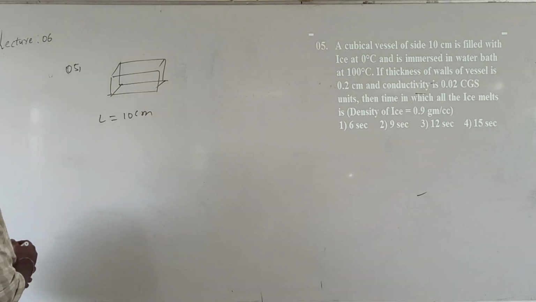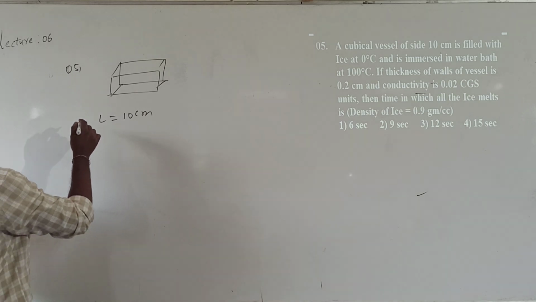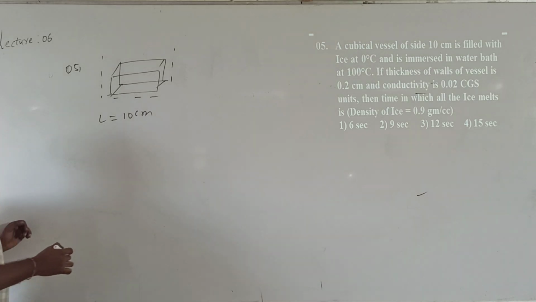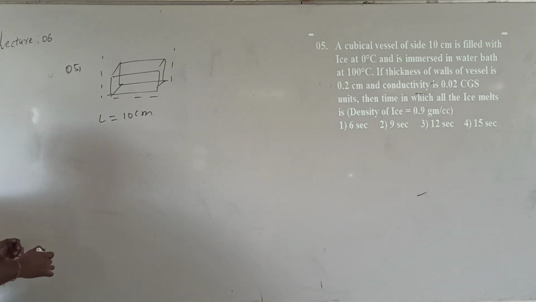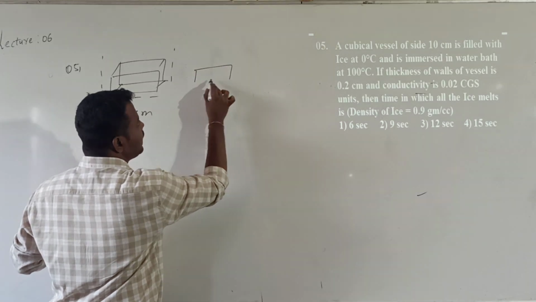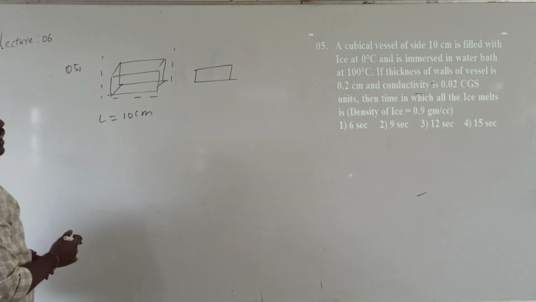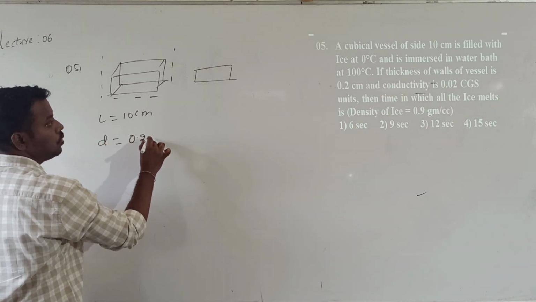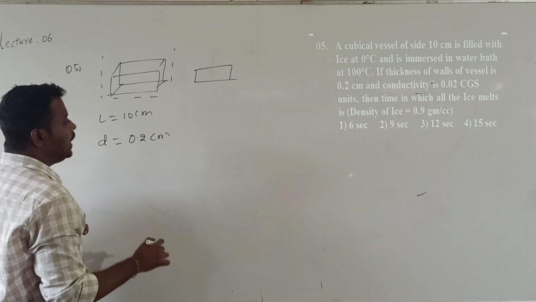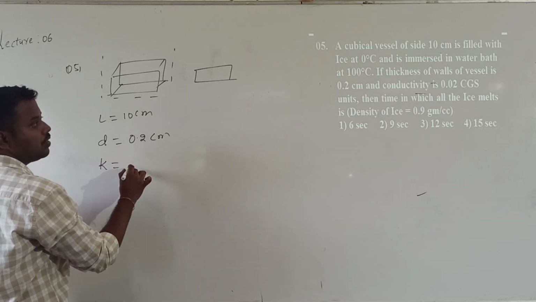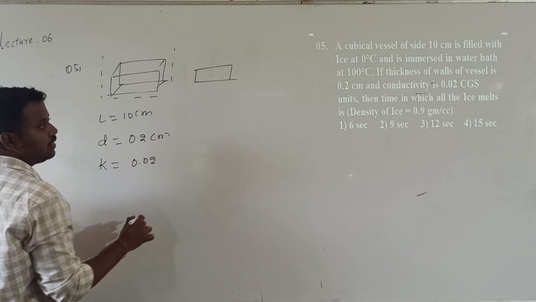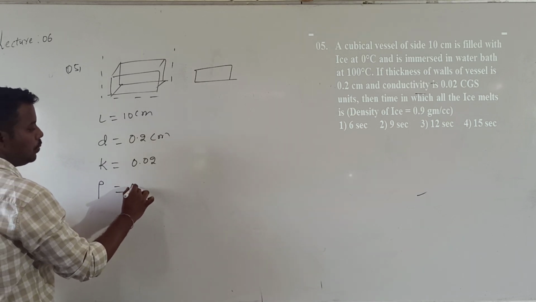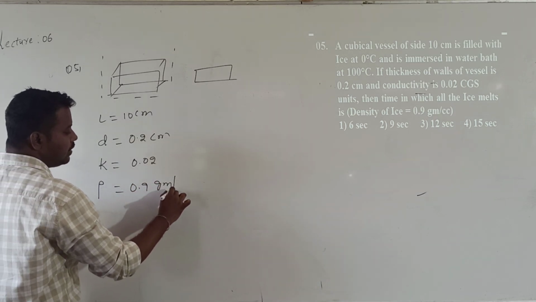The cubical vessel is filled with ice at 0 degrees and immersed in hot water, so 100 degrees is maintained. It is completely immersed in the hot bath. The thickness of the walls, D, is given as 0.2 centimeters, and the thermal conductivity is given as K, with K value 0.02 in Celsius units. The density of the ice is given as rho equal to 0.9 gram per cc.